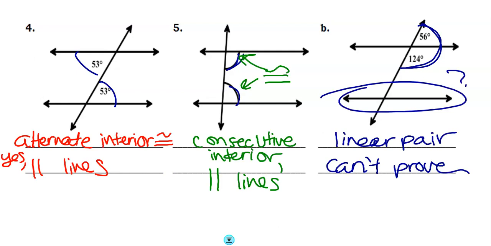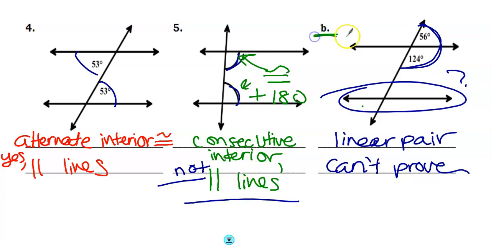Alternate interior angles are for number 4. Number 5, those are consecutive interior. Because they're congruent, they are not parallel lines. You cannot prove that they're parallel lines because they should not be congruent. You should add up to 180 degrees, okay? If it said something about 90 degrees for both of them, that would add up to 180. But because they're congruent, instead of adding up to 180, they're not parallel lines.